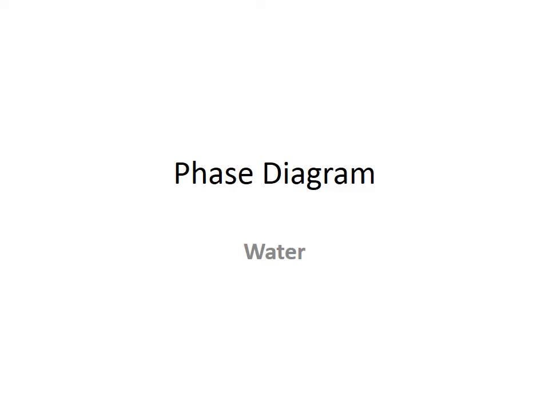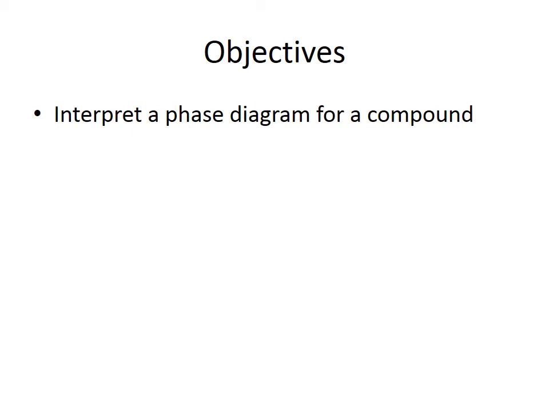In this video we're going to be looking at phase diagrams, and the phase diagram we're going to be using as the example is that of water. We will discuss and interpret a phase diagram for a compound, and as I said, we're going to be using water. We're going to identify the different points on the phase diagram and explain what these different points would mean for any given pure compound.